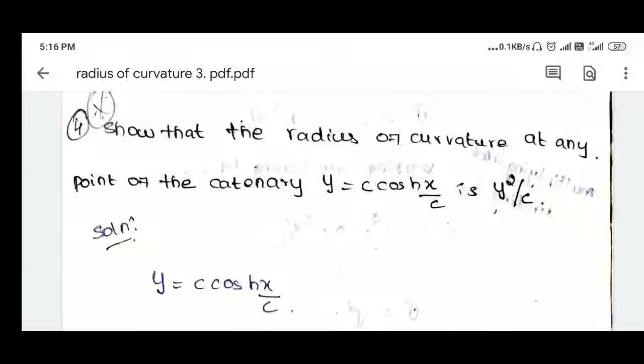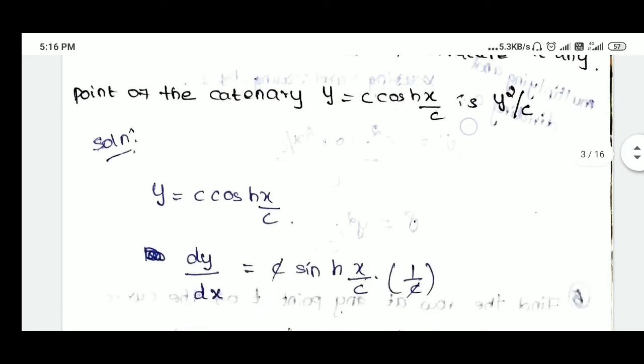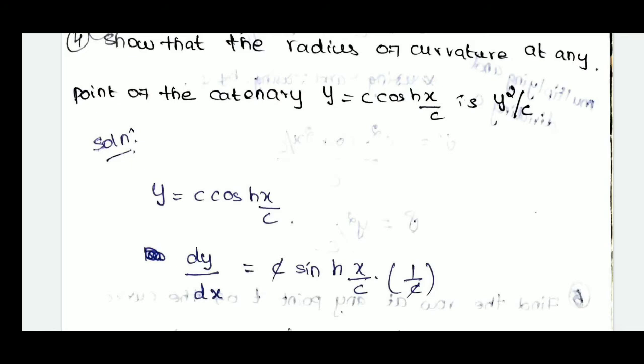We are going to see the fourth problem in radius of curvature. Show that the radius of curvature at any point of the catenary y = c cosh(x/c) is y²/c. Solution: y = c cosh(x/c).